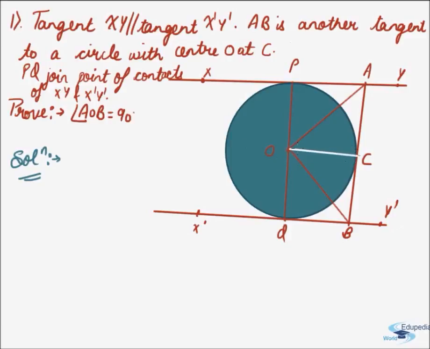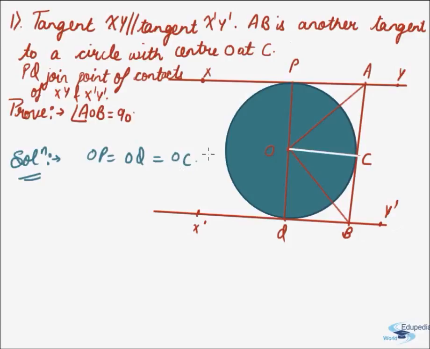On joining O with C, we can see that OP, OQ and OC are all the radii of same circle because they are joining center to the point of contact. And thus we can say that OP is equal to OQ is equal to OC.